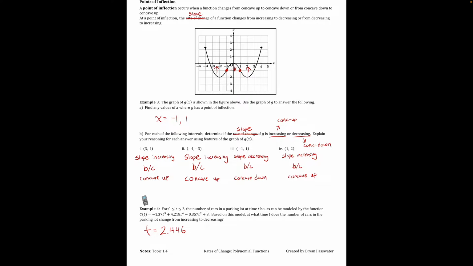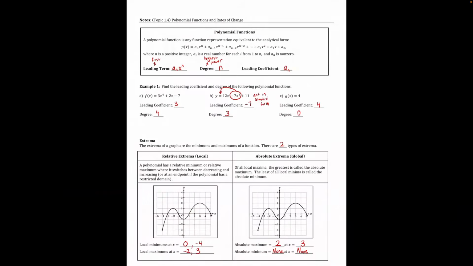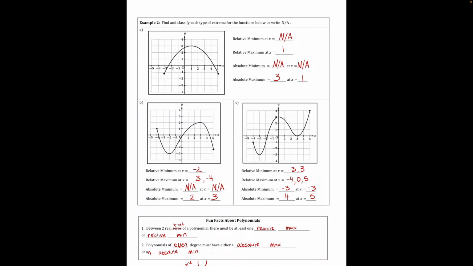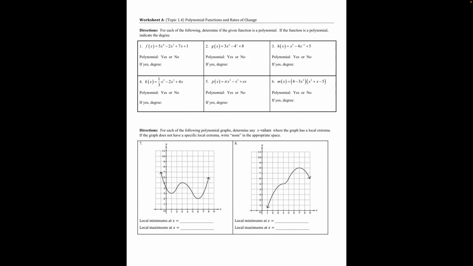So that does conclude our notes. Again, with these notes, we're trying to make sure that you knew how to find rates of change for polynomials. You now know how to graph polynomials with the graphing calculator, how to find a maximum, and it's implied that you know how to find a minimum with the calculator. We know how to find leading coefficients, degrees, local minimums, local maximums, et cetera. What we're working on now is worksheet A, topic 1.4.